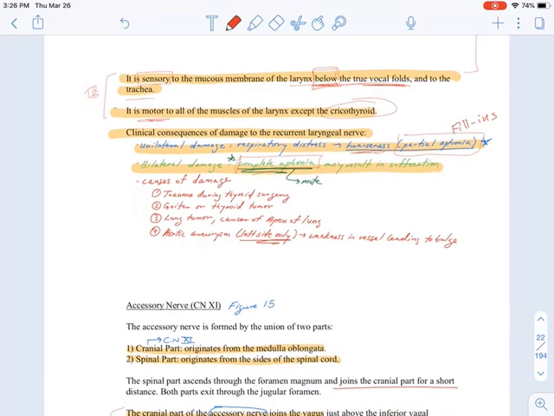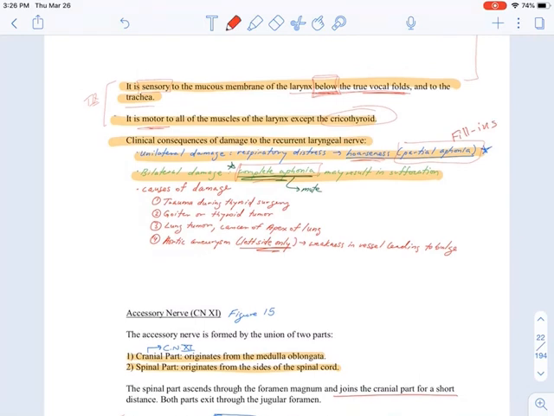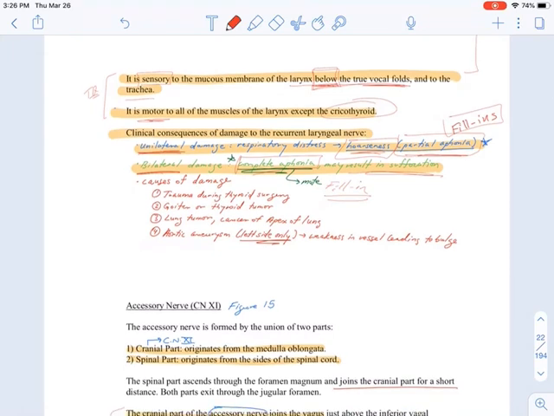So, clinical consequences of damage. We can have unilateral damage, and that will cause hoarseness or just partial aphonia, seen as a fill-in in the past. Or it can create bilateral damage, and that's where you would get complete aphonia, possible fill-in, and that's just when you're mute. You can't talk, and it can result in possible suffocation as well.